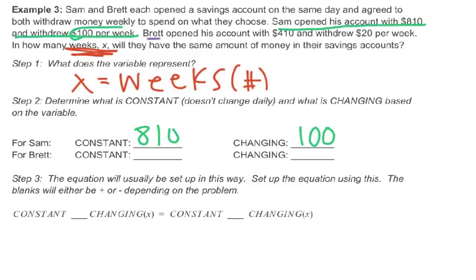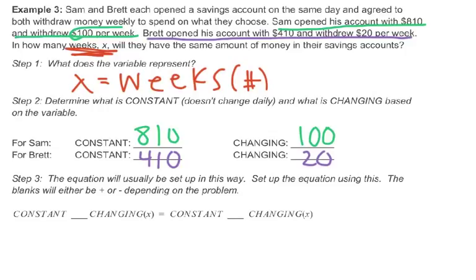So that's what the changing amount is. In the same way, let's look at those numbers for Brett. So it says Brett opened his account with $410 and withdrew $20 per week. So for Brett, $410 is his constant, and his changing is $20 per week.